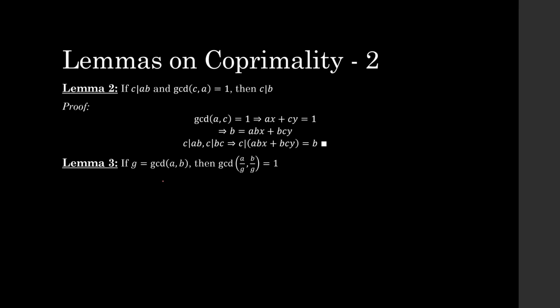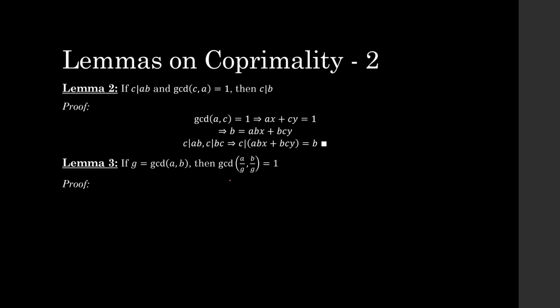So next, the third lemma that we want on coprimality is that if G is equal to the GCD of A and B, and G can be any positive number, then the GCD of A over G and B over G is equal to 1. Note that we're allowed to use these fractions here. These are actual integers because we know that G is a divisor of A and of B, so this expression does mean something in the integers. But this is only because G is the greatest common divisor of A and B. Well, because it is a common divisor.